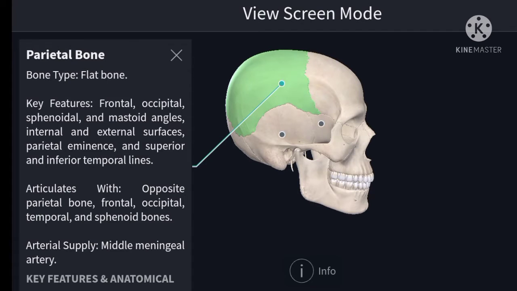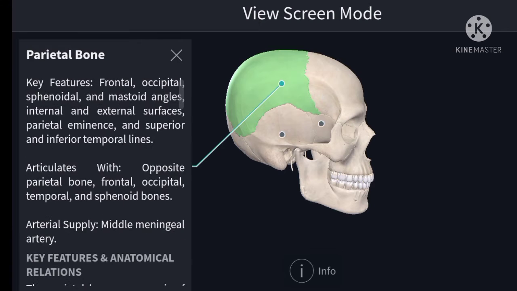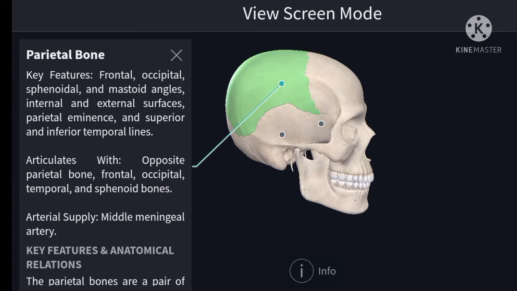Firstly, we will see the parietal bone. As you can see here, this is a parietal bone and it is a flat bone which is located in neurocranium and it articulates with opposite parietal bone, frontal bone, occipital bone, temporal bone as well as sphenoid bone, and it is supplied by the middle meningeal artery.